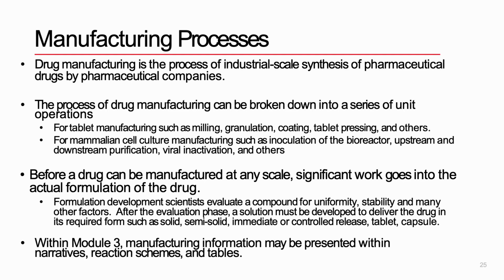So allow me first to go over the content of the slide before we go over some illustrated slides as well, and the flowchart of the manufacturing process. Now, drug manufacturing is the process of industrial scale synthesis of pharmaceutical drugs by pharmaceutical companies.